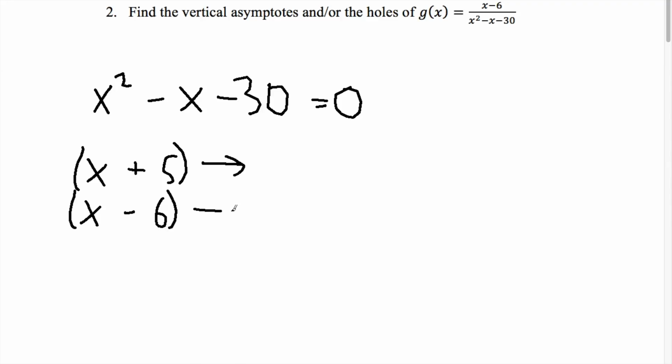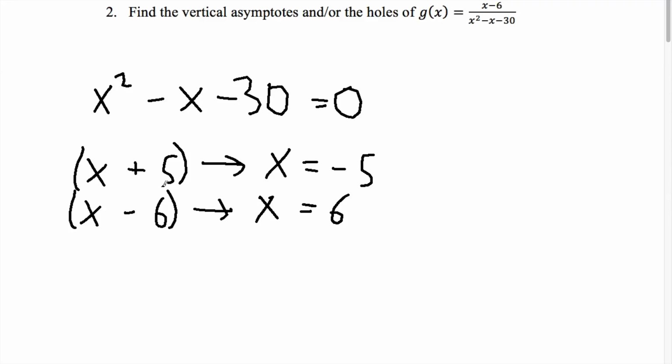From these two values, we can conclude that x is equal to minus 5 and x is equal to 6. So these are our two potential asymptotes. But next, let's check for holes.